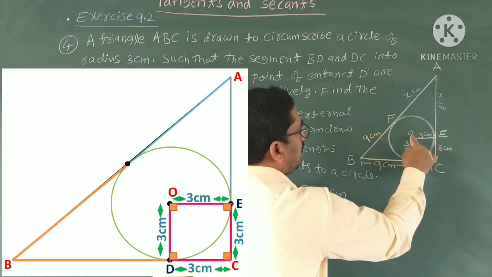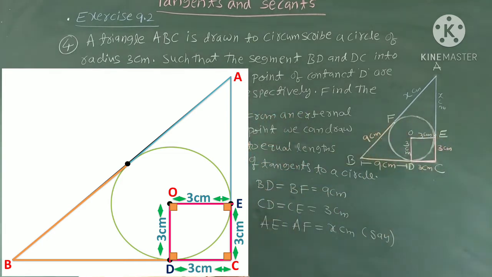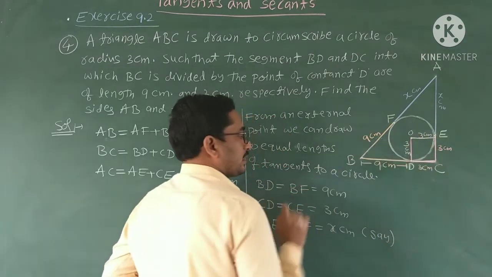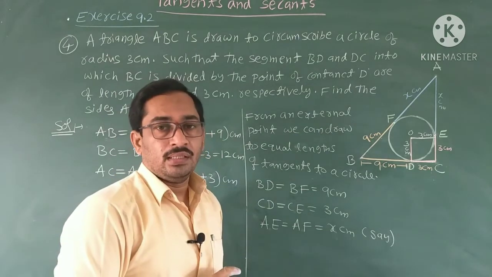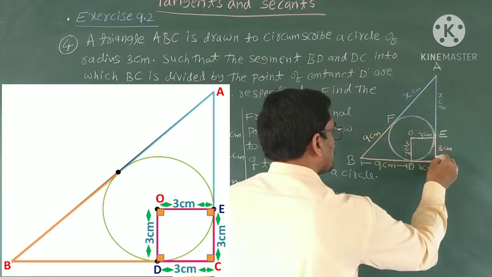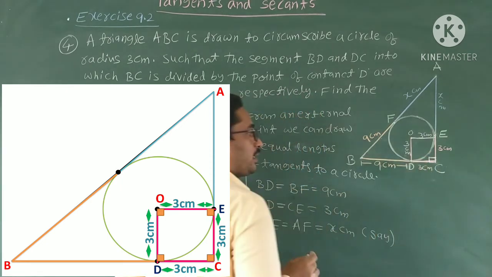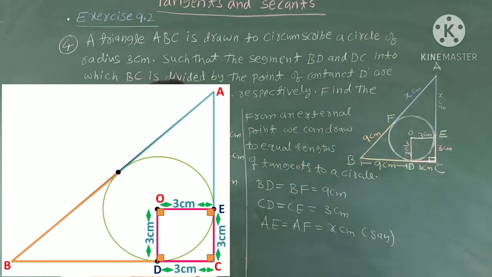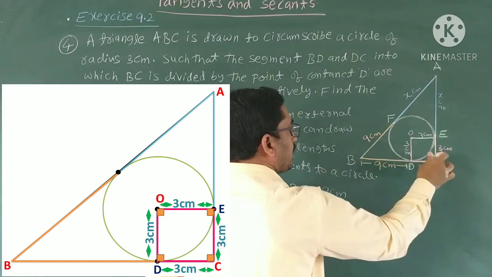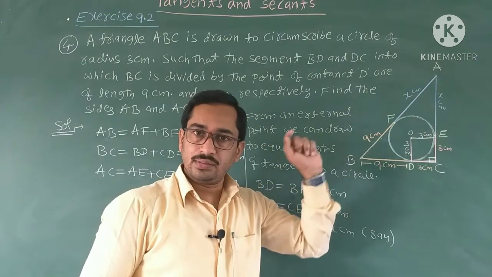Now what can you say about ODCE? Yes, ODCE is a square of length 3 centimeters. If ODCE is a square, then what is the angle at C? Yes, very good. Angle at C is 90 degrees because in a square all the 4 angles are equal to 90 degrees, right angles. ODCE is a square and all the 4 angles equal to 90 degrees. So angle at C is also 90 degrees.